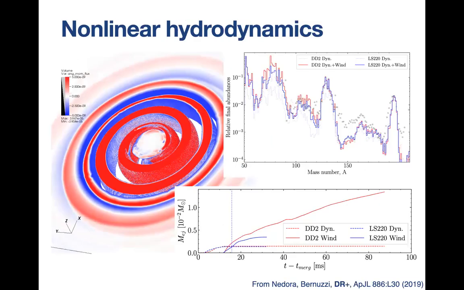In the post-merger, there are many important nonlinear effects that start to become crucial. One is nonlinear hydrodynamics. There are non-axisymmetric instabilities in the remnant. One is the one-armed instability, the other one is a bar mode. And we have shown recently that these instabilities in the massive neutron star generate waves that propagate in the accretion disk.